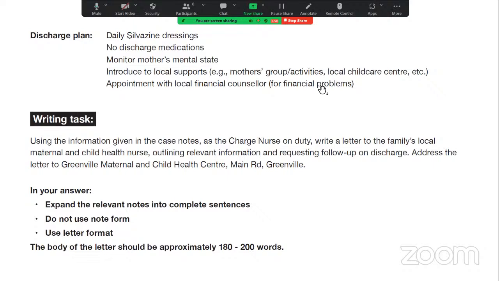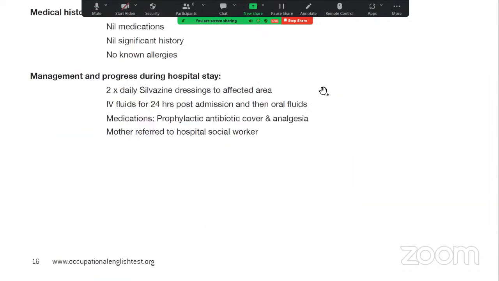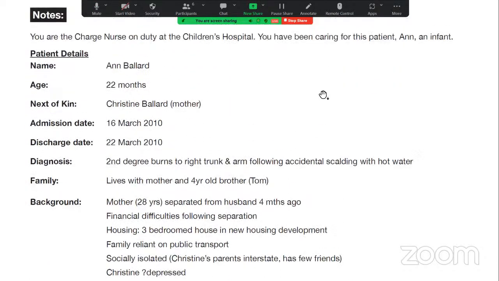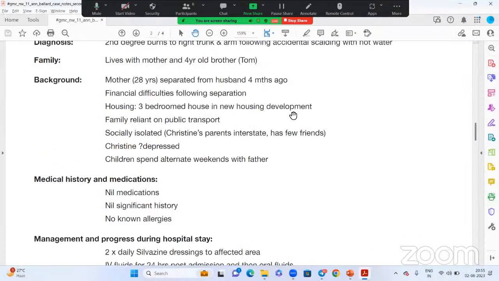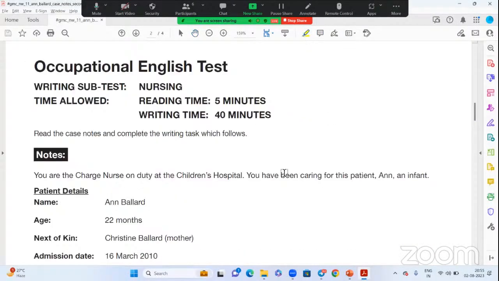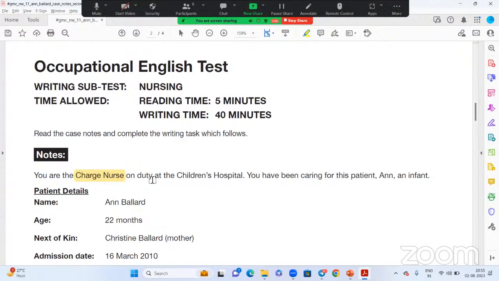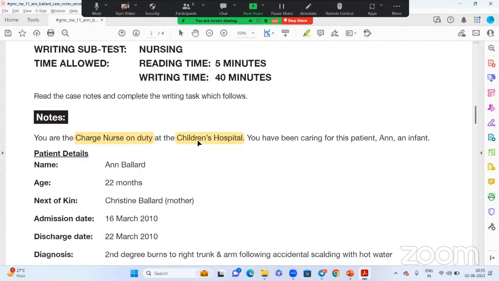Right. So here it is. This is the letter. Okay, that's number one. Now let us see here. What are the important things? You are the charge nurse on duty, the duty nurse, at a children's hospital. So it is a hospital.